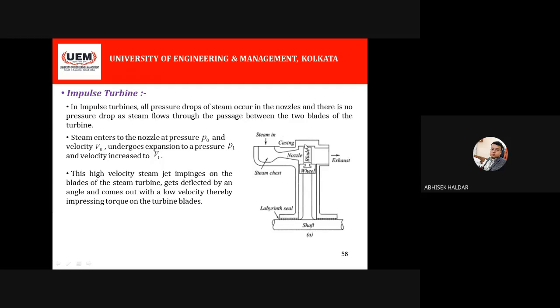As it is impressing torque on the blade, it will rotate and do some work on the shaft. That work is then converted into electrical form.